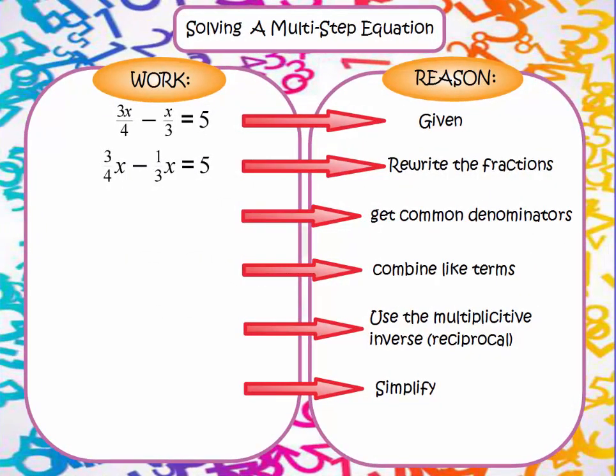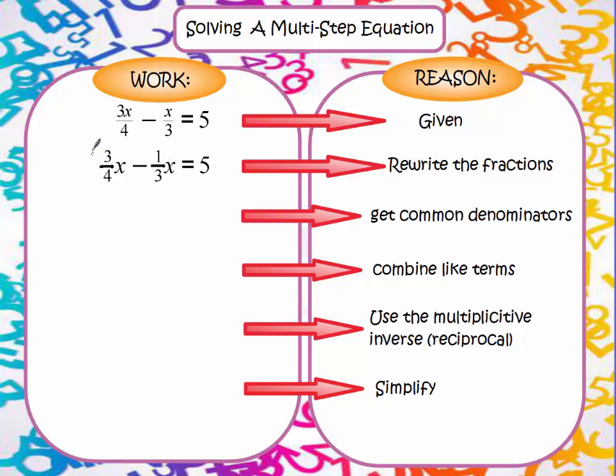So let's solve another multi-step equation, this time using fractions. You have 3x divided by 4 minus x divided by 3 equals 5. That's our given. The first thing I always like to do is to make sure that we rewrite these fractions so that the variable is on the side instead of in the top. It makes it a little easier to notice that that's actually 3/4 times x and 1/3 times x, because it's going to be important as we start to get common denominators. So that's the next step, is to get the common denominators. The common denominator between fourths and thirds is going to be twelfths.